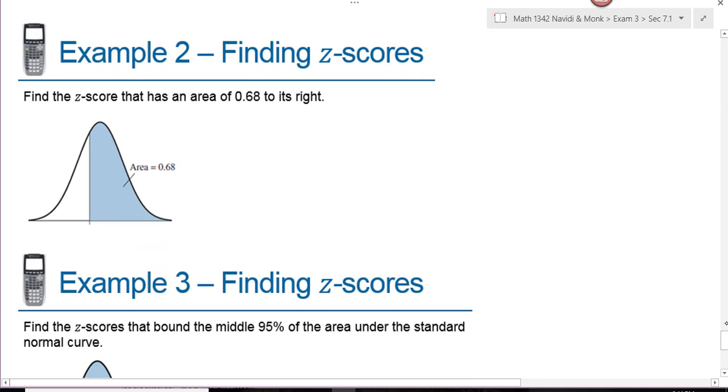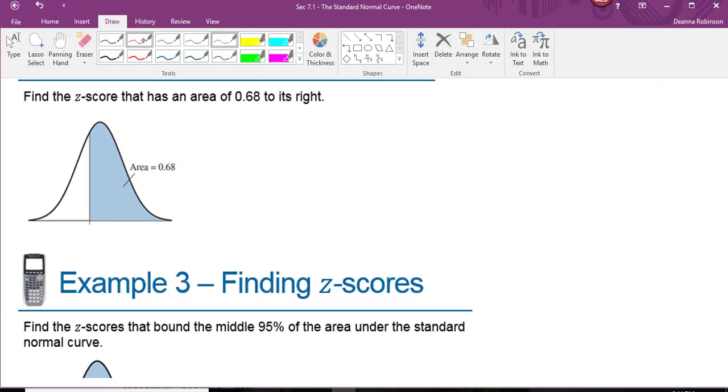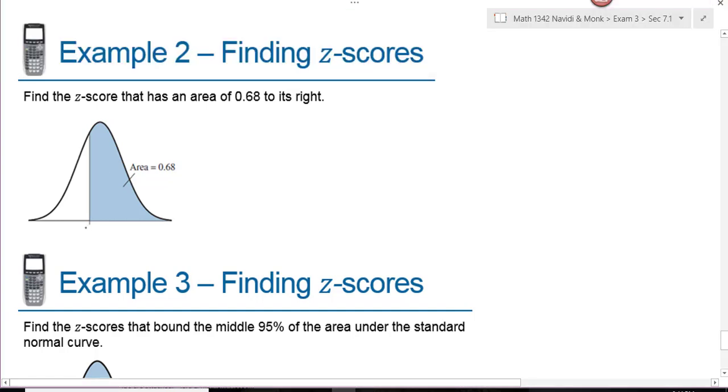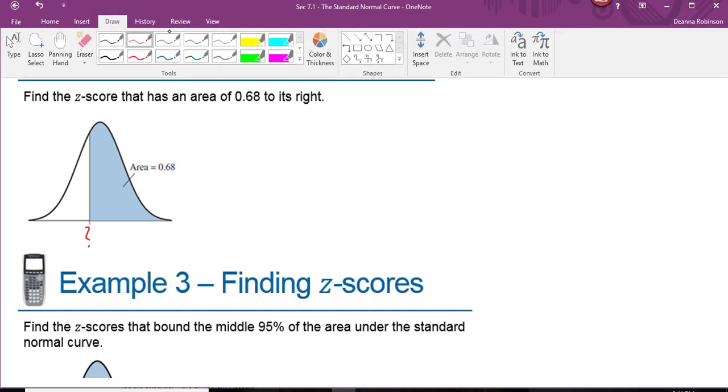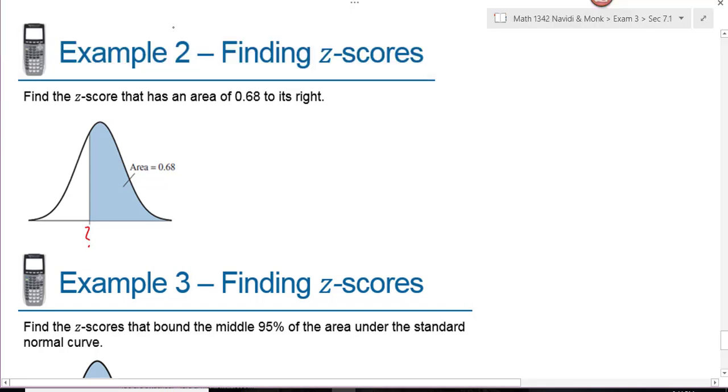Now let's find this one. Let's find the z-score for this given area. This area right here is 0.68. We're looking for this z-score. Which function do we use on our calculator? Normal CDF or inverse norm? Inverse norm. What will I put in for my area? 1 minus 0.68. The mean is 0 and the standard deviation is 1. I know the mean and the standard deviation because I'm telling you that it's a z-score.